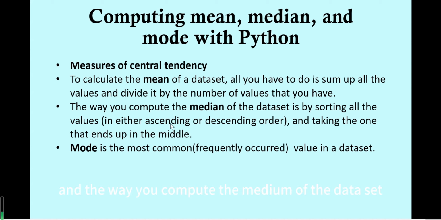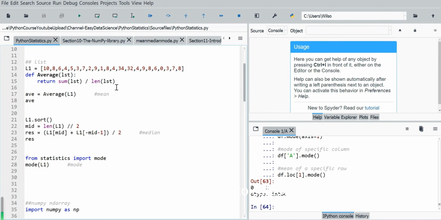And the way you compute the median of the dataset is by sorting all the values in either ascending or descending order. Then take the one that ends up in the middle. And the mode is the most common or frequently occurred value in a dataset. So we show how to calculate these three measures in Python data structure lists, the NumPy ndarray, and the Pandas series and data frame.